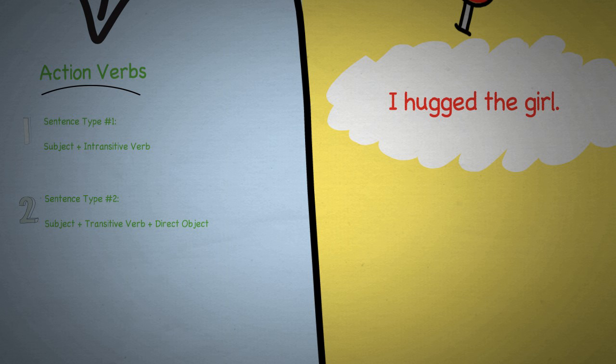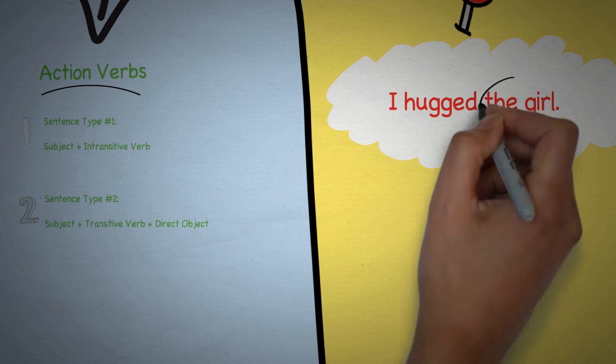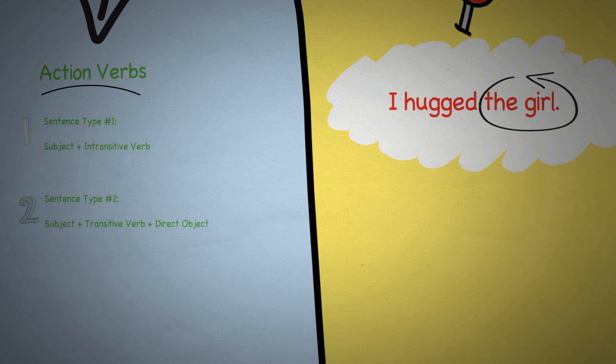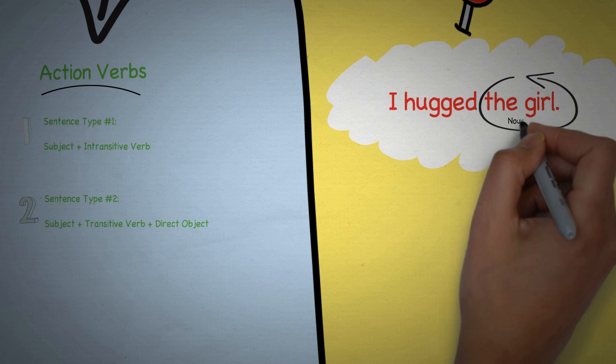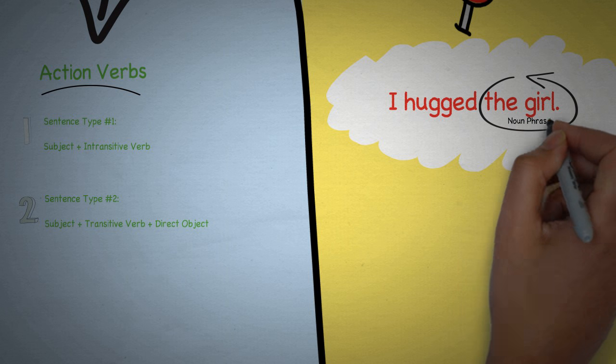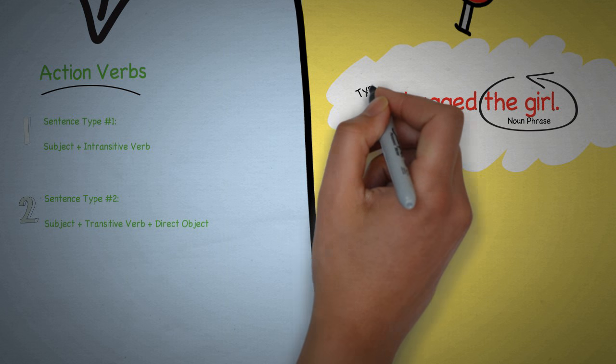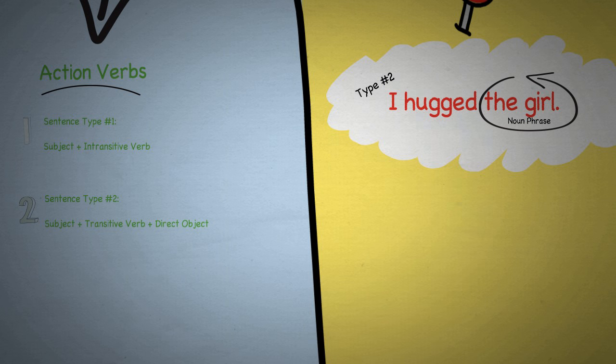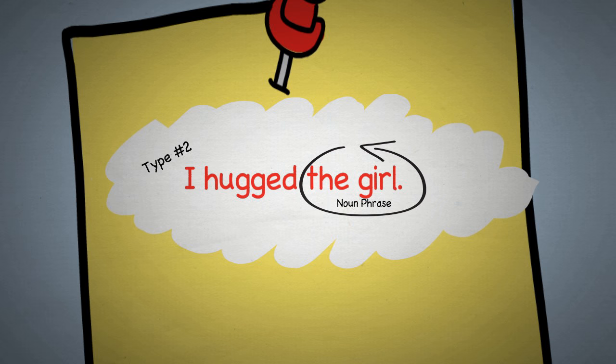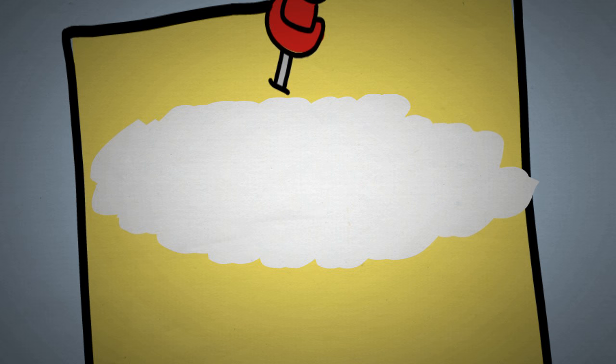In the sample sentence, I hugged the girl, we find the verb hugged, which is an action verb, followed by the noun phrase, the girl. Because there is no preposition in front of this noun phrase, this is eligible to be an object. We can also do our diagnostic tests and say, I hugged who? The girl. Therefore, we have all of the requirements to say that this noun phrase, the girl, must be an object. We can therefore say that this is sentence type number 2, subject, transitive verb, plus direct object.